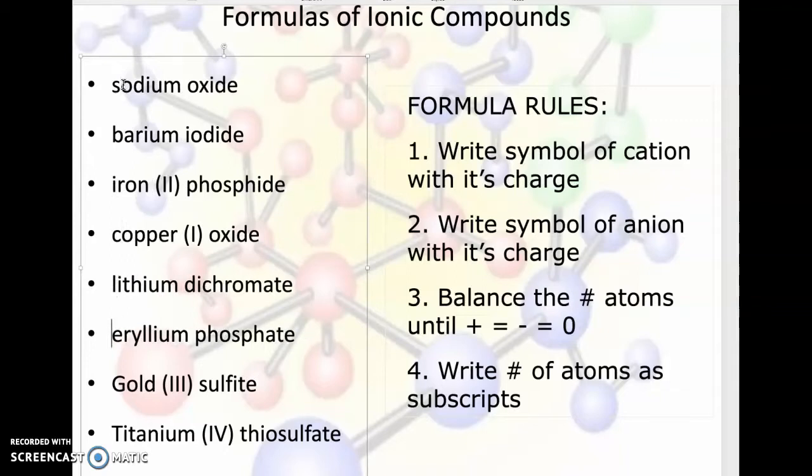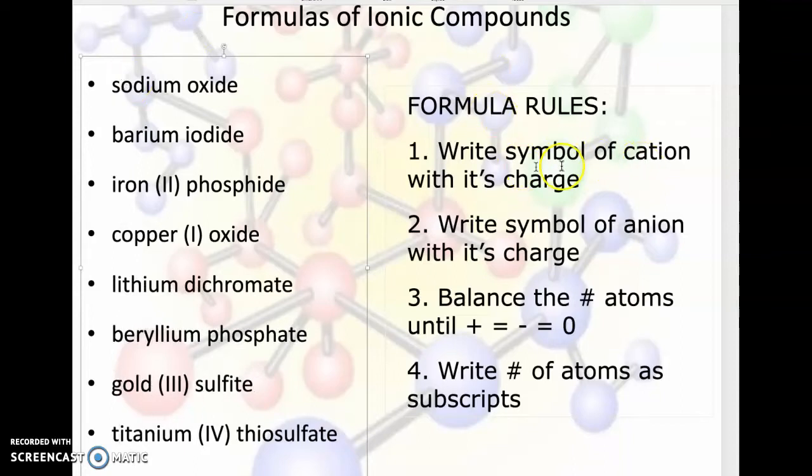So the first thing we're going to do is write the symbol of the cation, the positively charged ion. So that's going to be our metals because they can only give away electrons. Then we're going to write the symbol of our anion, so that's going to be our nonmetal. They can only take electrons, with its charge. Then we're going to balance items and write how many with subscripts. Okay, so you're hearing the rules, and they will make more sense once we do some examples together.